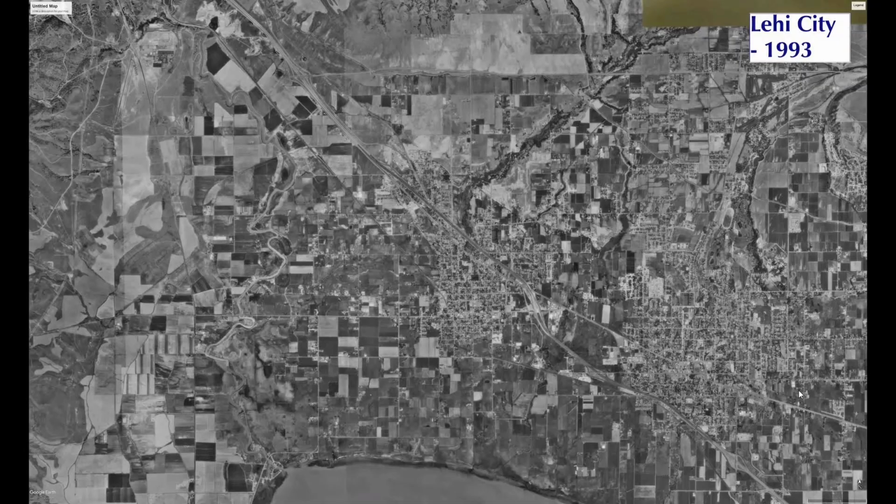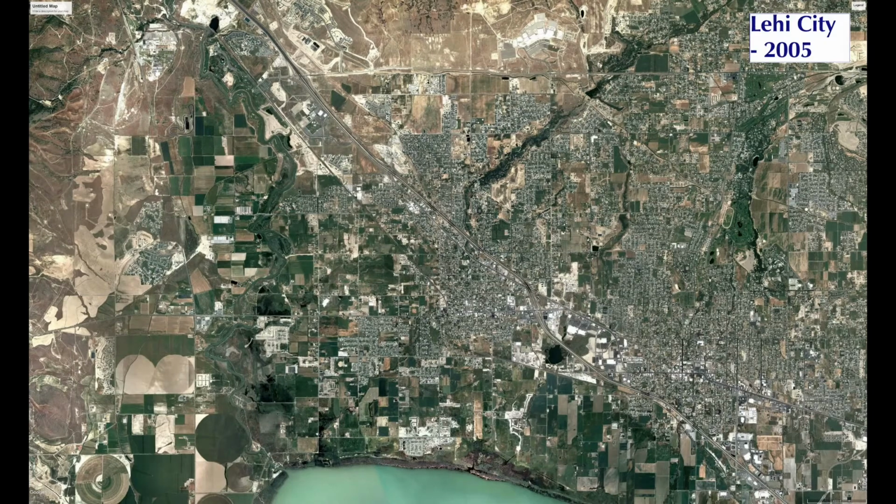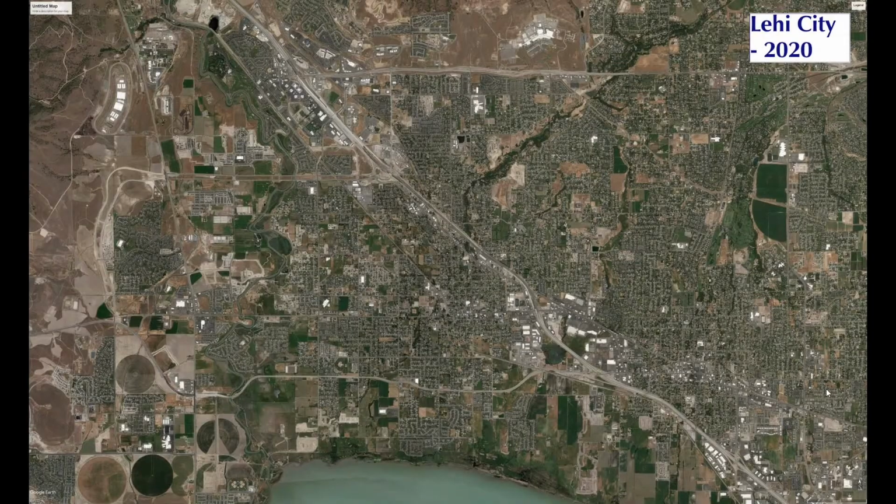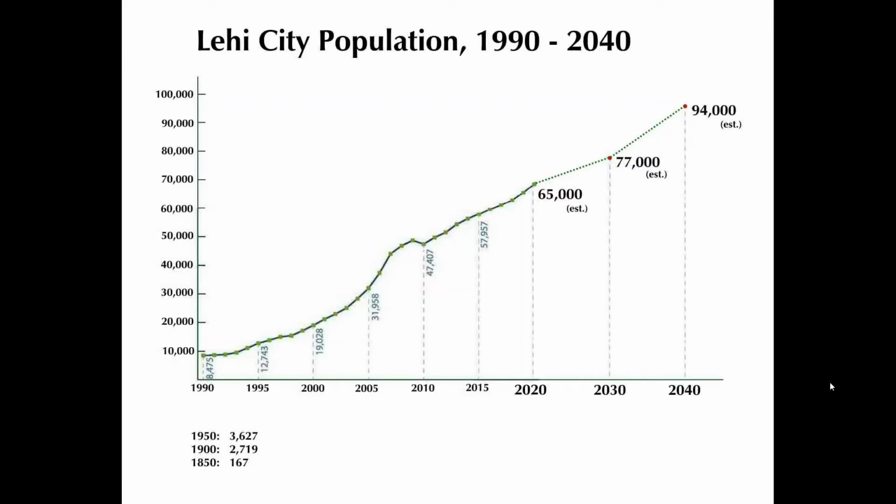I'd like to talk a little bit about some facts and figures that have led us to where we are. In 1993, this is the growth and the population of Lehi City. You can see that it's very concentric, high density. And then in 2005, you can see how that has almost doubled or tripled in size. In 2020, this is where Lehi City is today, and it's grown about 10 times what it was in 1993.